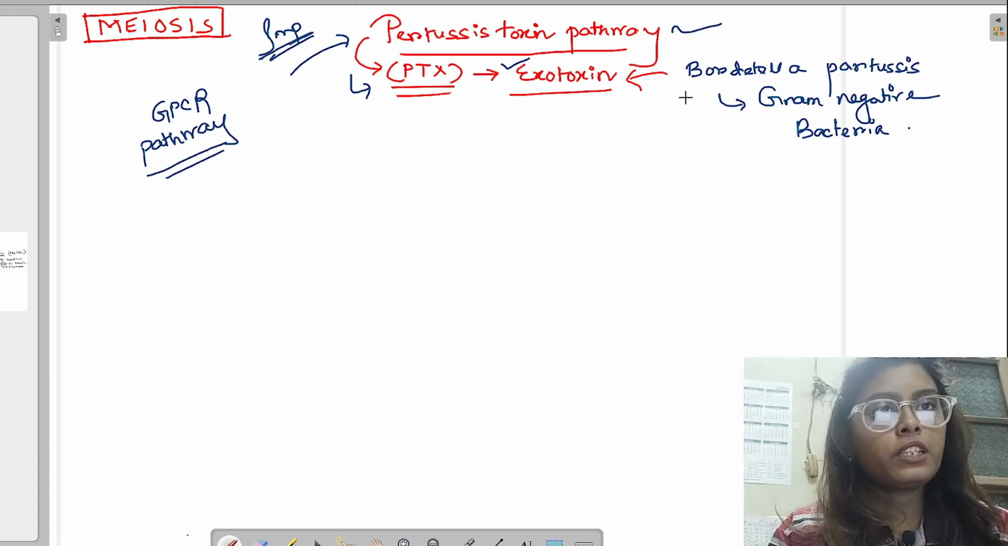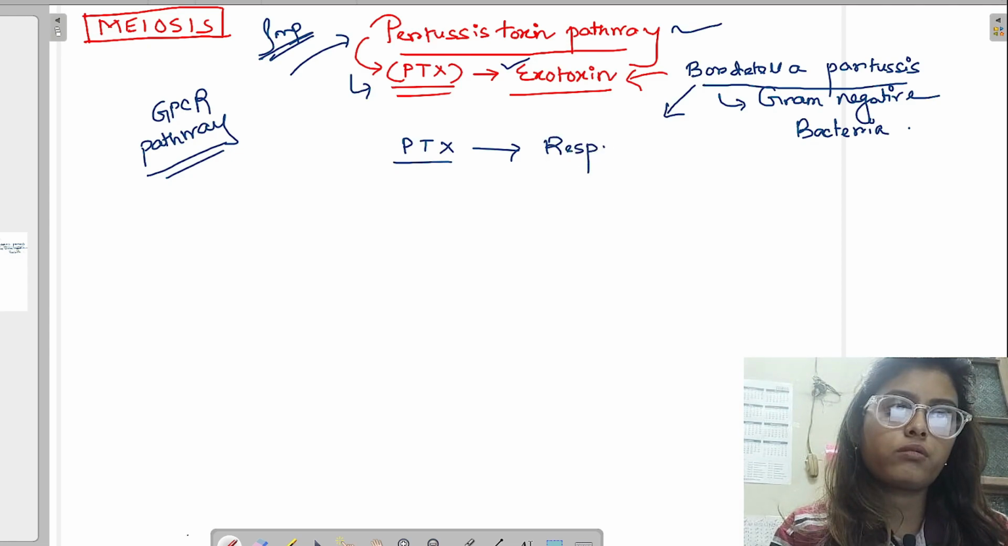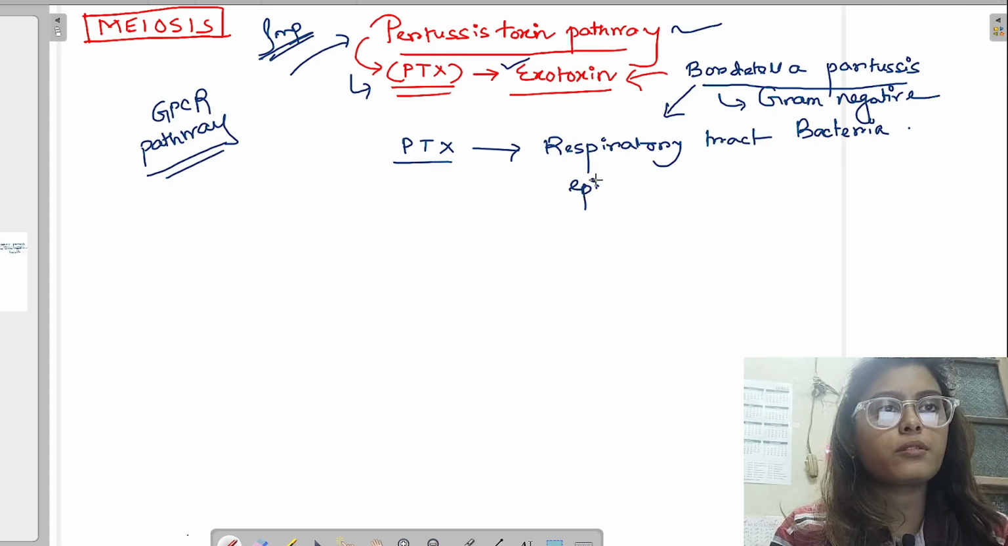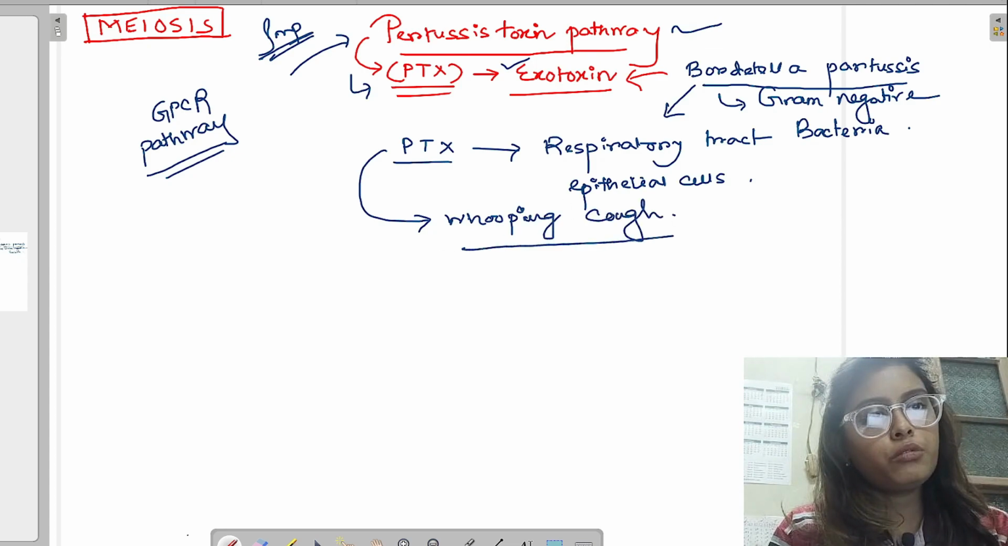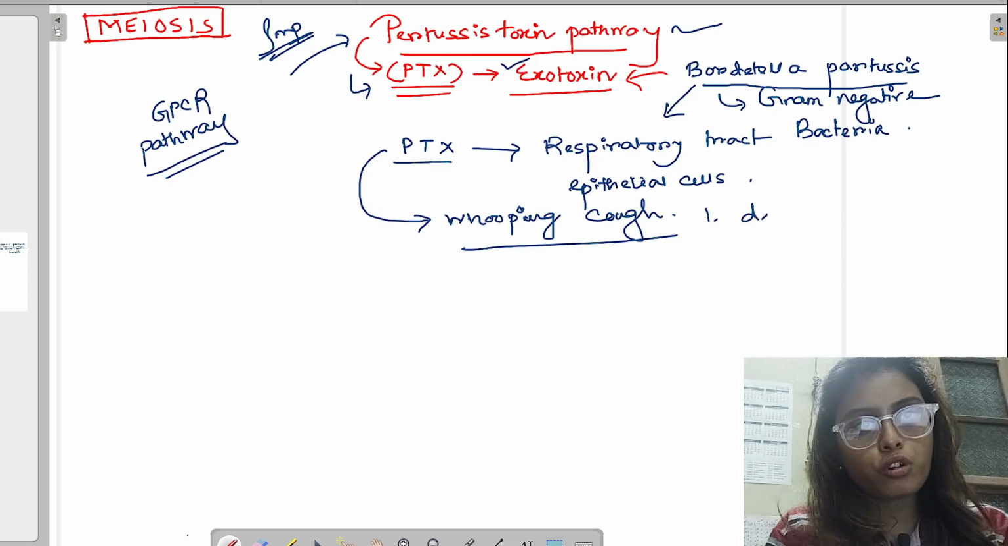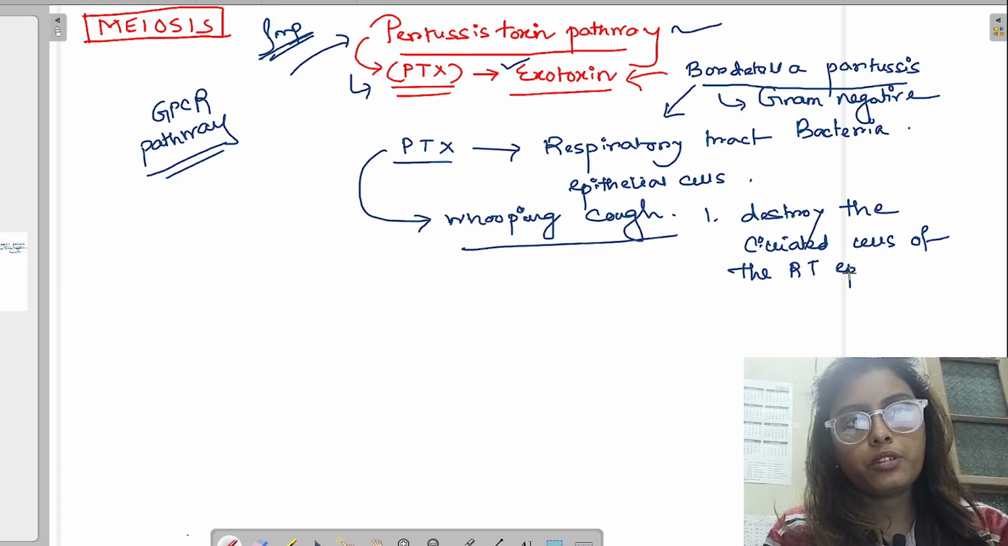So when Bordetella pertussis infects us, it will release the PTX toxin and it will target our respiratory tract, basically the respiratory tract epithelial cells, right? It will generate a disease condition known as whooping cough. So how will it do that? Basically it will destroy the ciliated cells of the respiratory tract epithelium.